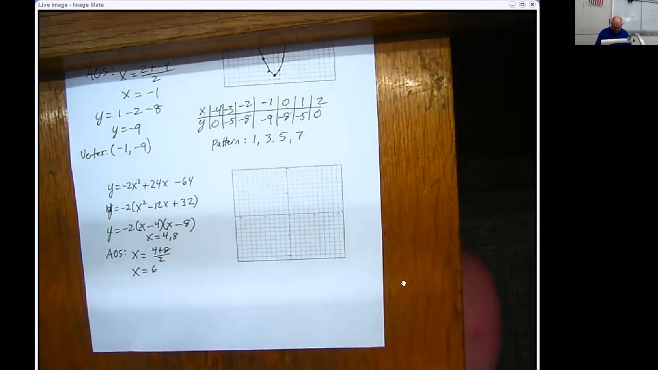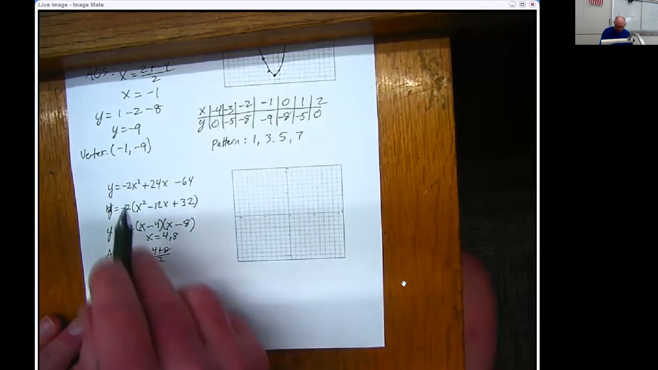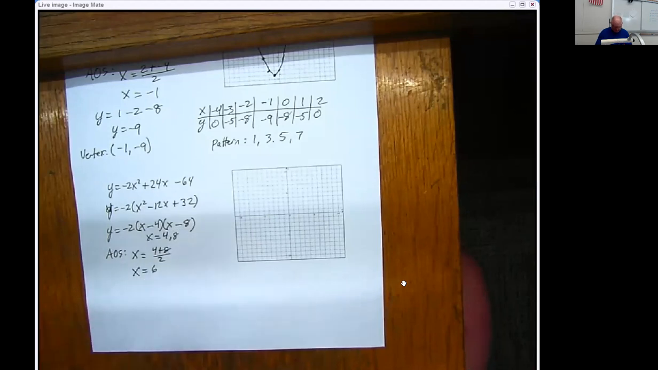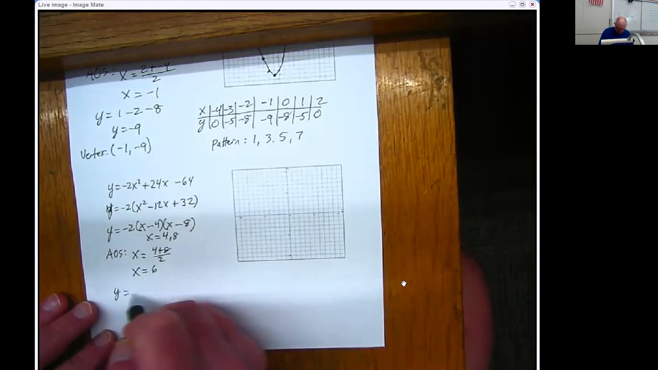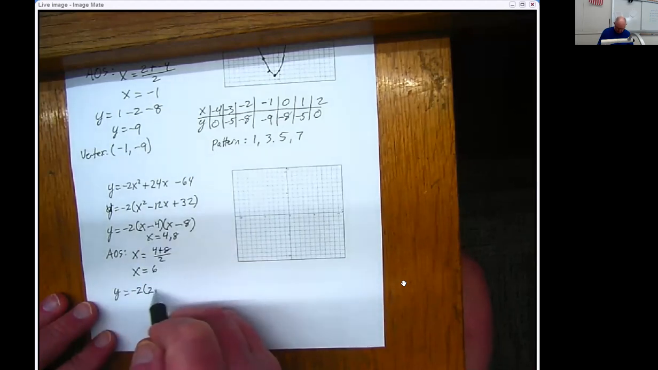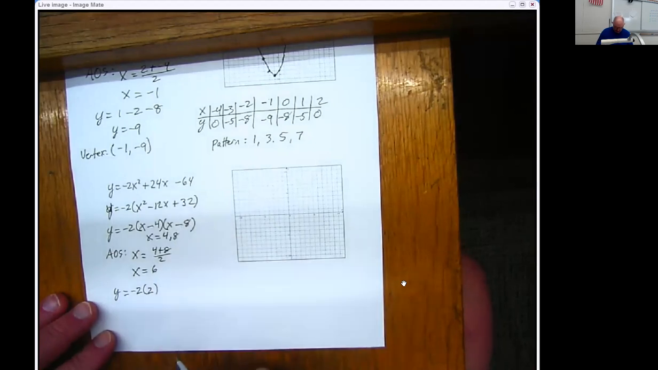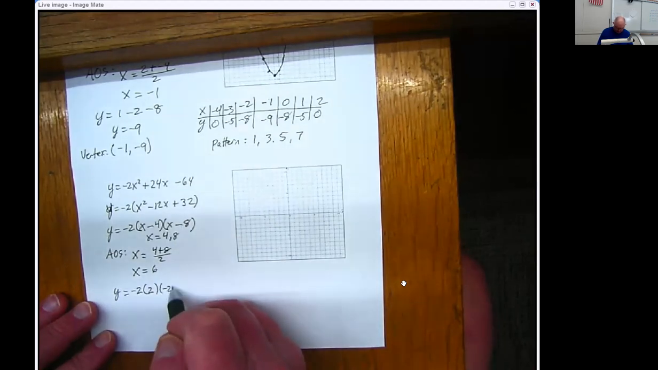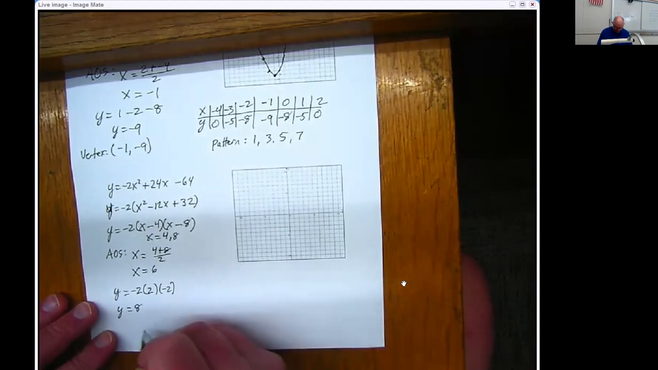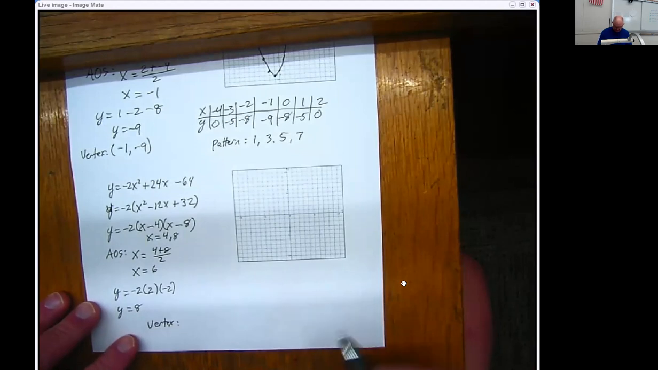I'm going to plug that back in. Now, I don't really want to plug it in here. I'm going to plug it in right here because it makes the math so much easier. Y equals -2. I have 6 minus 4, 2. I have 6 minus 8, -2. Well, 2 times 2 times 2 is going to be 8. A couple of negatives makes it a positive 8. So my vertex is going to land on 6, 8.